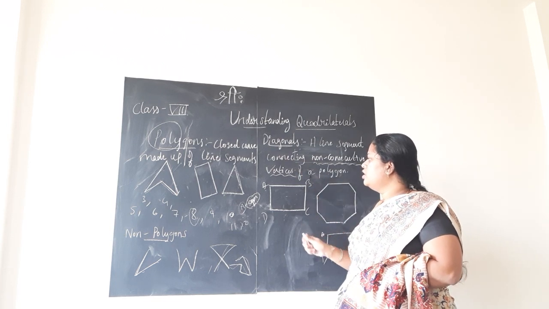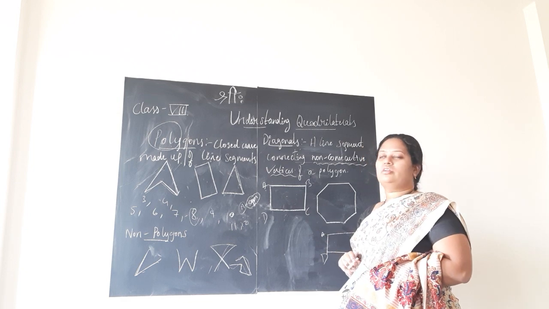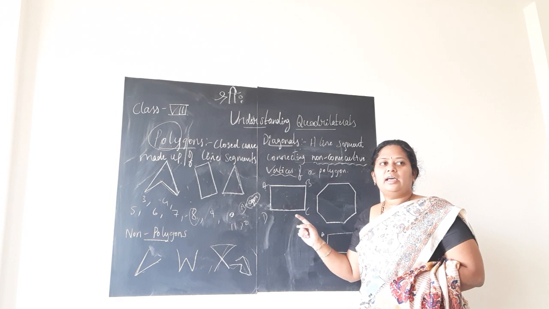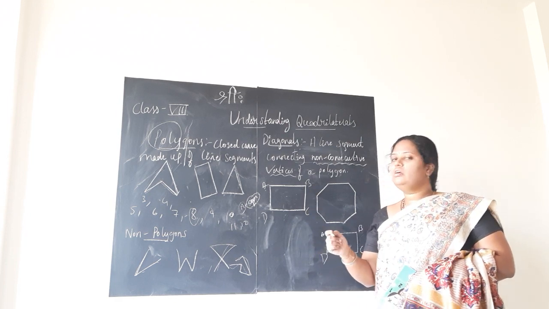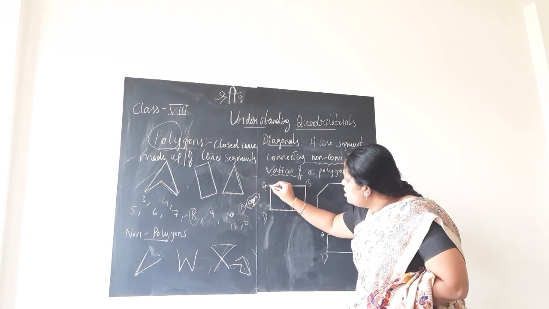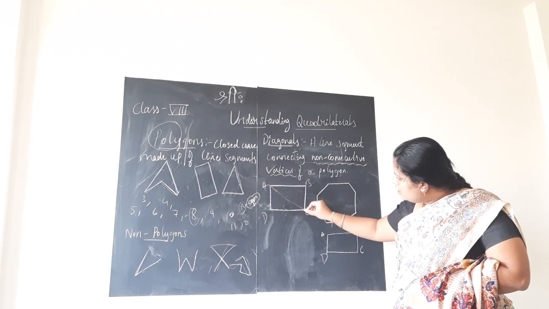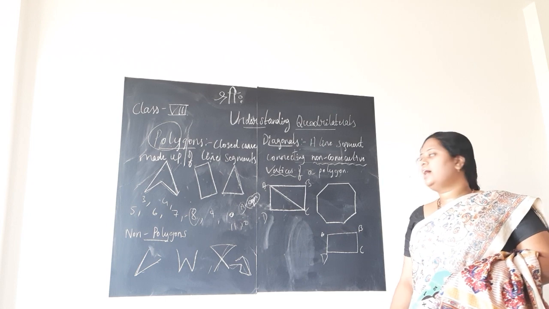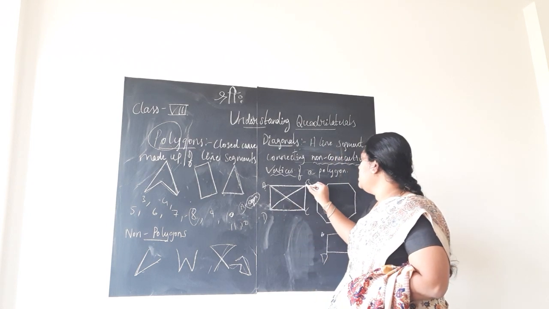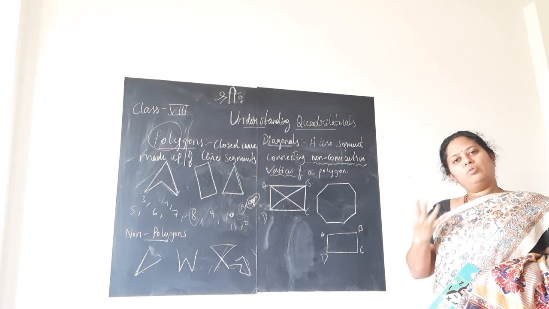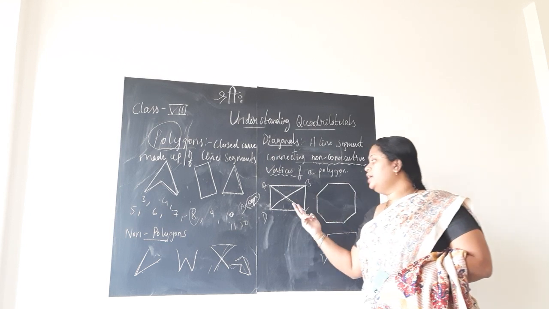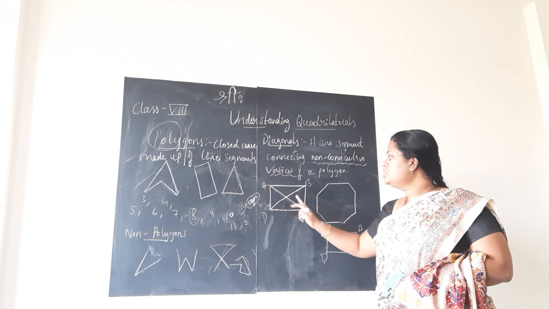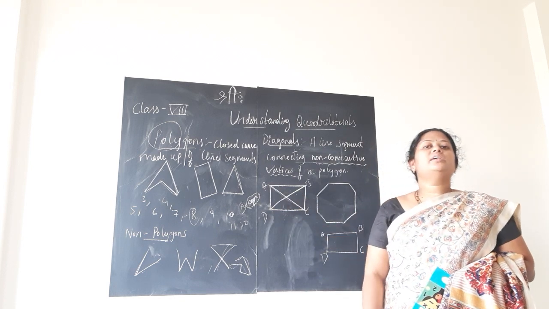So, non-consecutive means, see, A and C are non-consecutive. Why? A and C are not one beside the other. Similarly, B and D are non-consecutive, because they are not one beside the other. So, if I want to draw a diagonal for this square or quadrilateral, AC is the diagonal. Similarly, BD is the diagonal. There are only 4 vertices, so only 2 possibilities of drawing diagonals are there. That is, we are joining the opposite vertices.